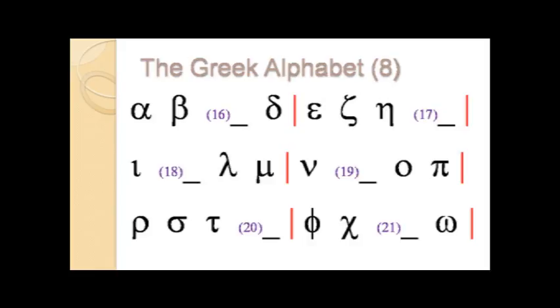You have phi, chi, and then what's the next one? Psi. And then omega. And that is the Greek alphabet. See, that wasn't so bad.